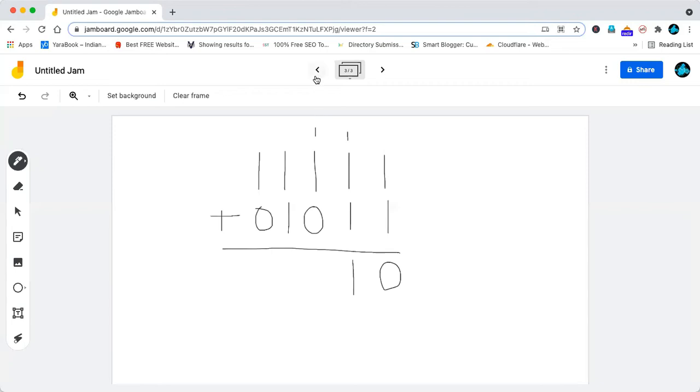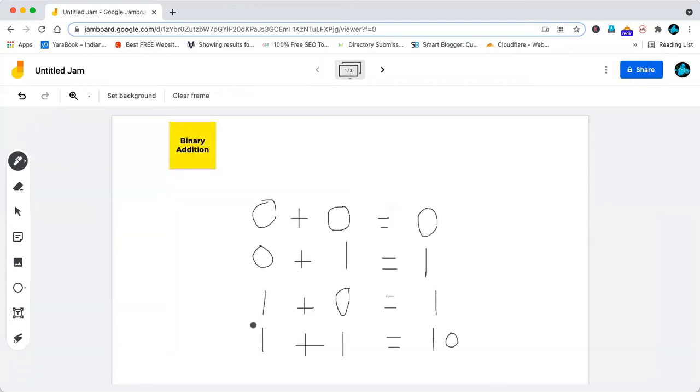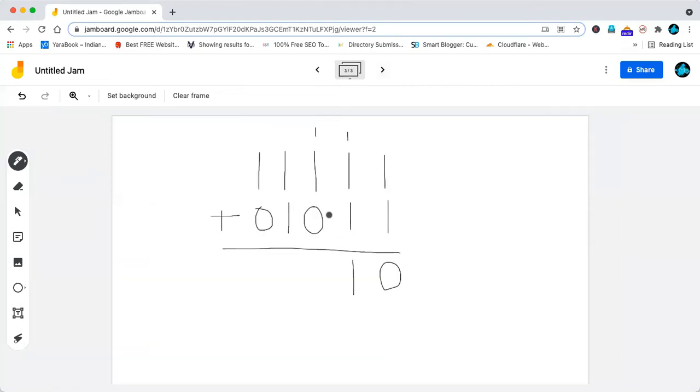Okay, now 1 plus 0. What is there in the table? 1 plus 0 equals 1. So now 1 plus 0 equals 1, and with the 1 which is carried, 1 plus 1 equals 10. So I'll write 10. Now again 1 carried. Now 1 plus 1 equals 10, and 10 plus 1 equals 11. Again 1 I have written here and 1 here.